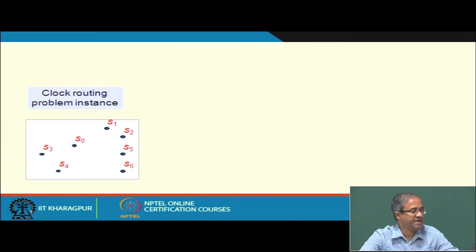Just diagrammatically let me illustrate. Let us say I have a clock routing problem instance. Let us say this is a small chip. I am showing these are the terminals which have to be connected, S1, S2, S3, S4, S5, S6, and suppose my clock source is somewhere in the center, S0 here. This is S0 and the remaining ones are the clock sinks. This is my clock routing problem instance.